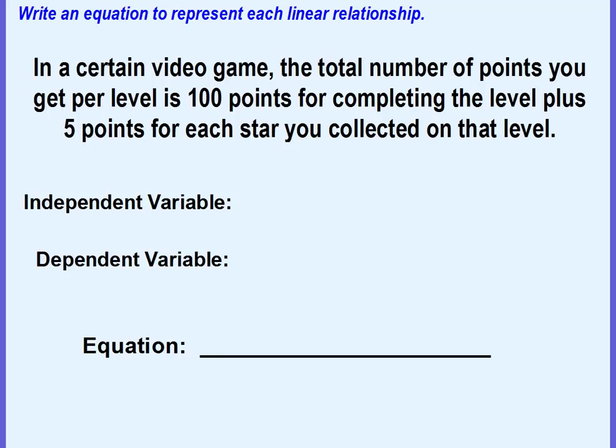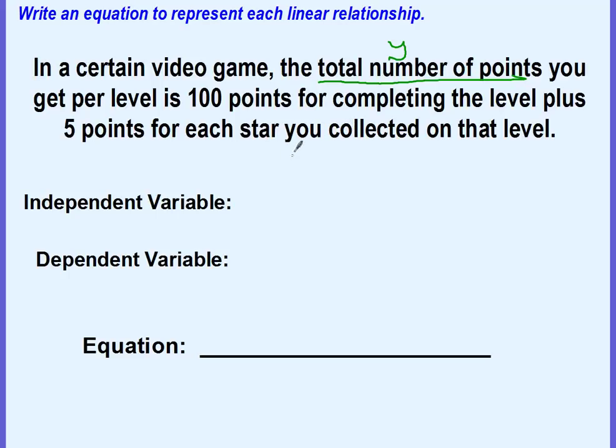Let's try another one. In a certain video game, the total number of points you get per level is 100 points for completing the level, plus 5 points for each star you collected on that level. So we need to define our independent and our dependent variables. What are the two things we're comparing? We're comparing total number of points. The total is going to be your dependent y.